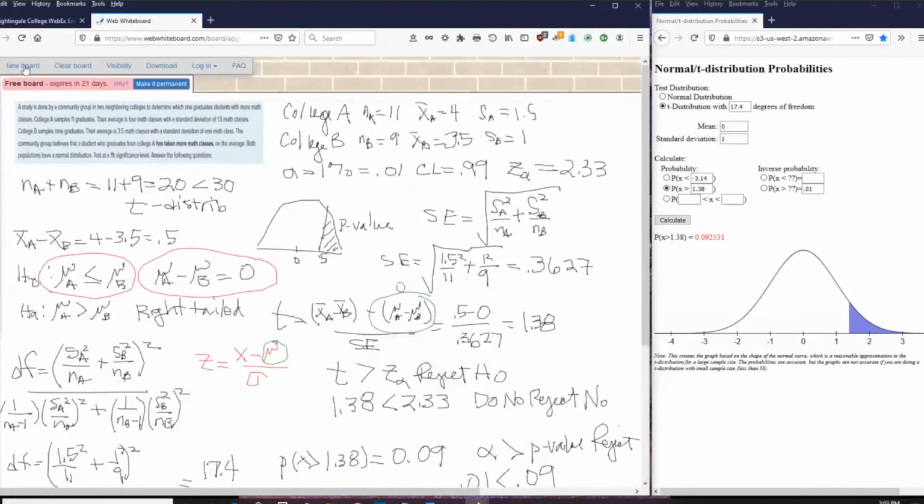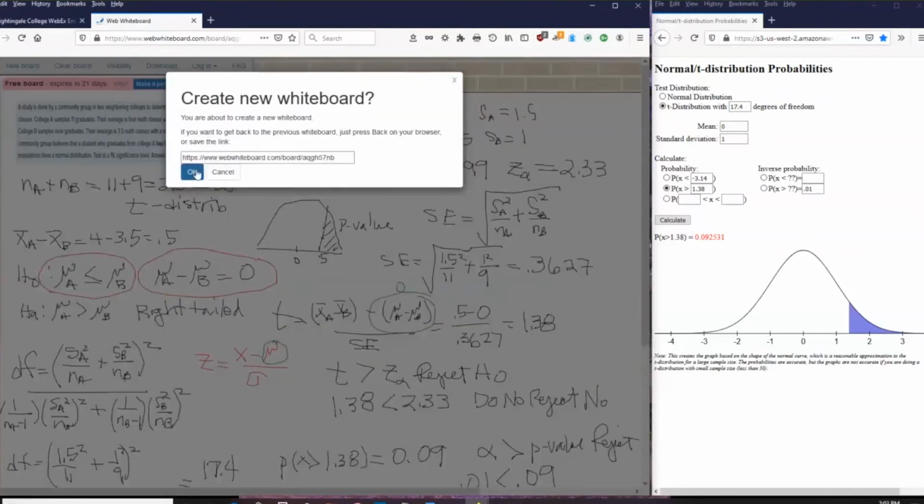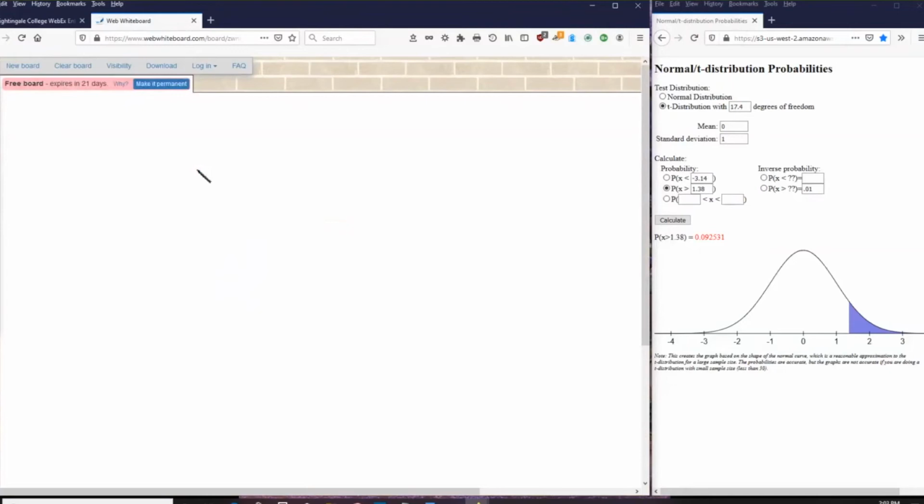Okay, let's go ahead and we'll get a new board. And this time we're now going to move on to two population means with known standard deviations. And these are also independent samples. So with this, we're going to have two population means, so it's going to be independent, with known standard deviations.